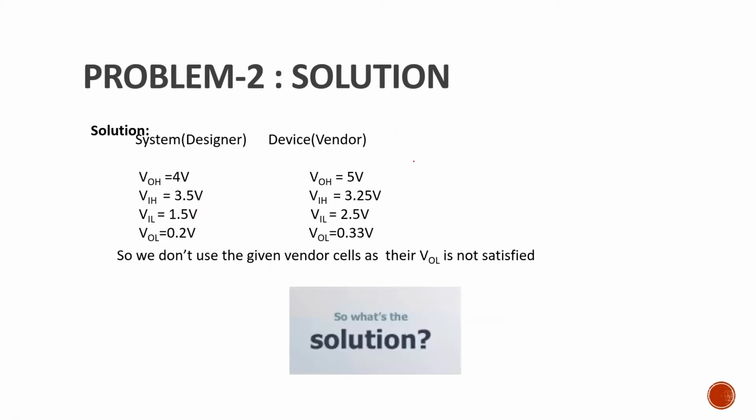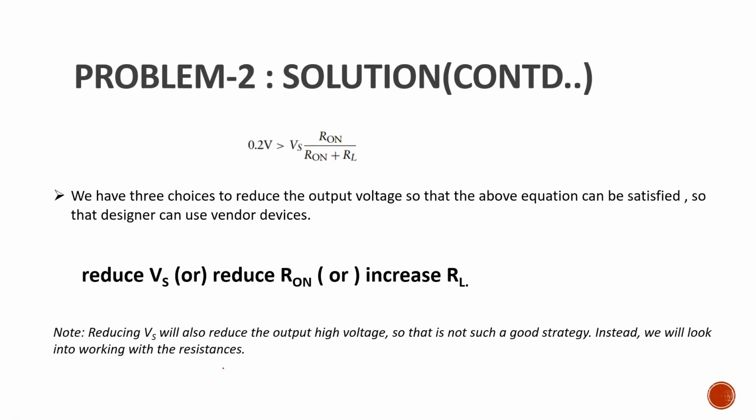See guys, here you can see the system designer's requirement and the vendor's values. VOH is 4 volts and there it is 5 volts. All are satisfied except VOL. So we don't use the given vendor cells, as VOL is not satisfied.